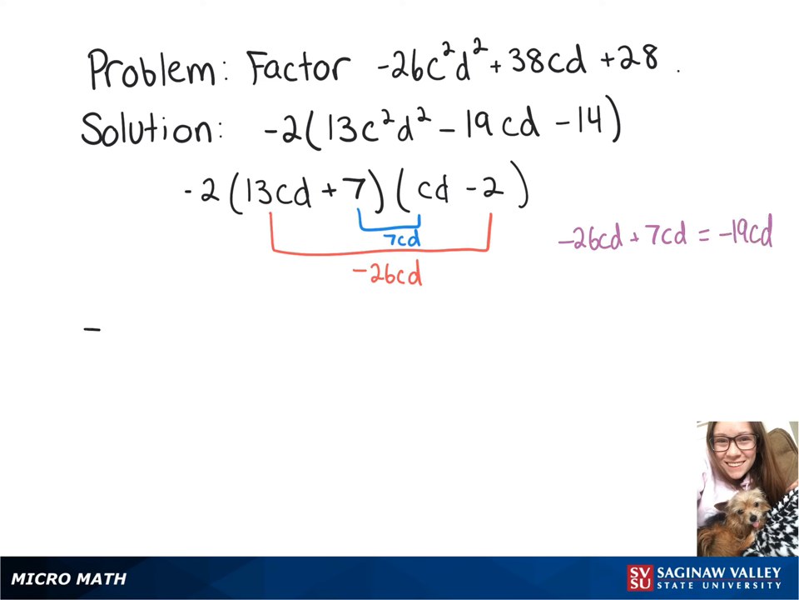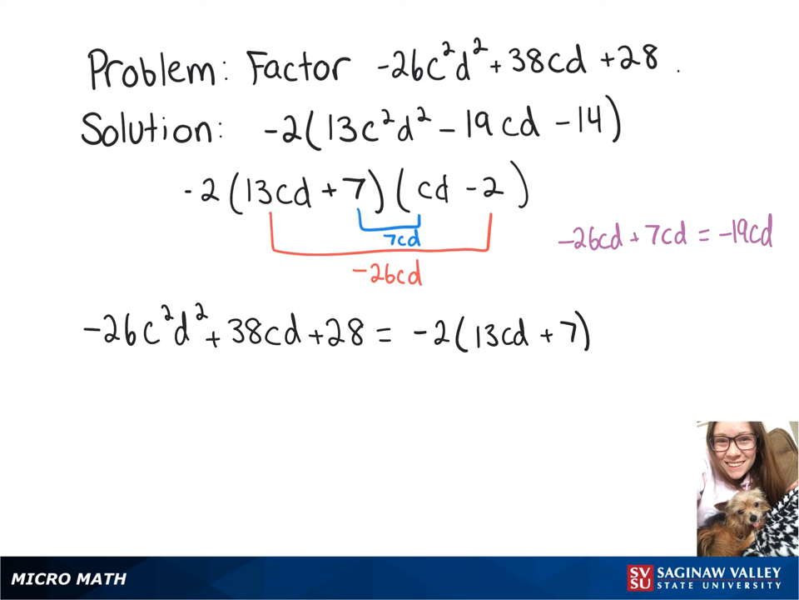So we can rewrite negative 26c squared d squared plus 38cd plus 28 as negative 2 times 13cd plus 7 times cd minus 2.